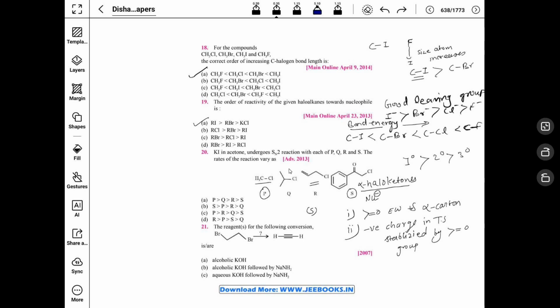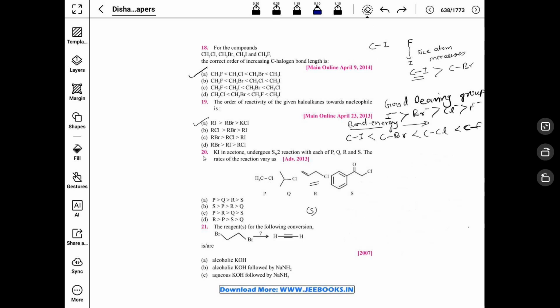This question is very important, so let me remove all those things. This question 20 reaction is very important. It is asking: potassium iodide in acetone undergoes SN2 reaction with each of these molecules P, Q, R and S. The rate of the reactions varies as? So what will be the rate of the reaction? We know that potassium iodide in acetone follows the SN2 pathway.